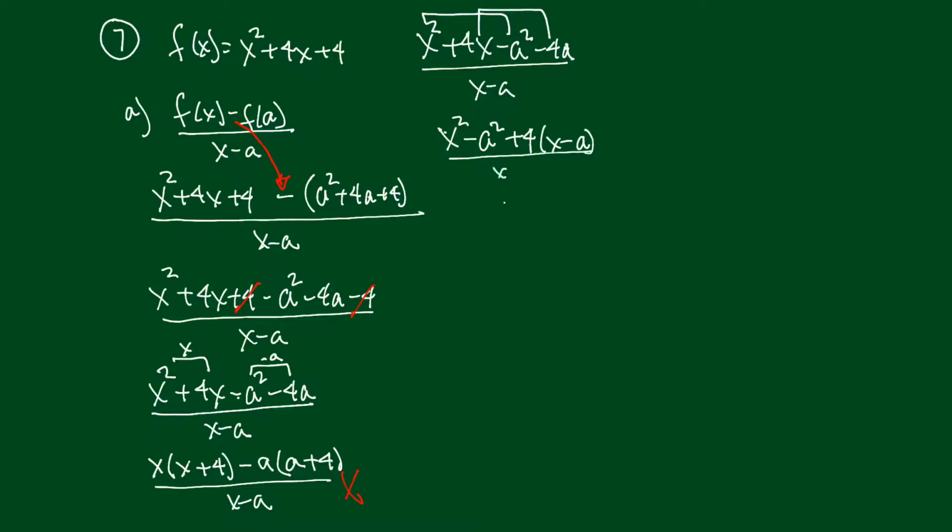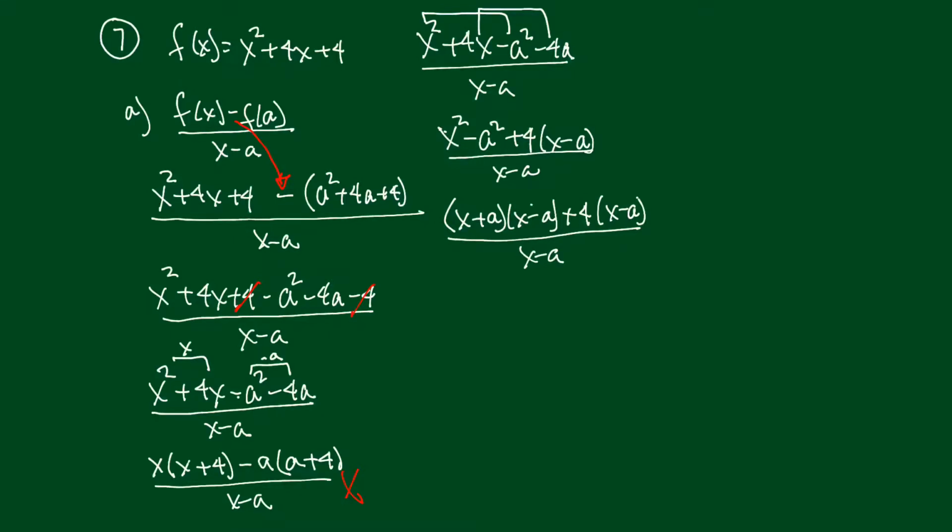All over x minus a. Now, difference of two squares. That'll factor like this. Conjugates, right? x plus a, x minus a, plus 4 times x minus a. All of this over x minus a.